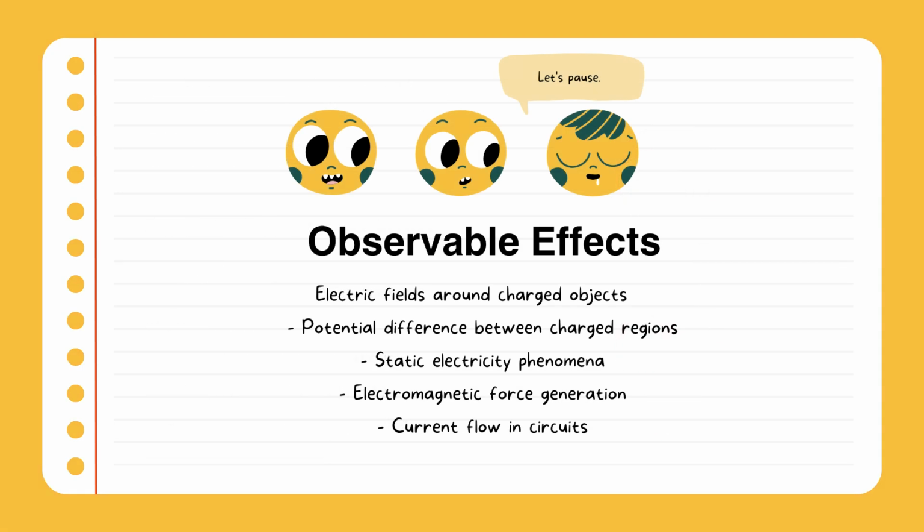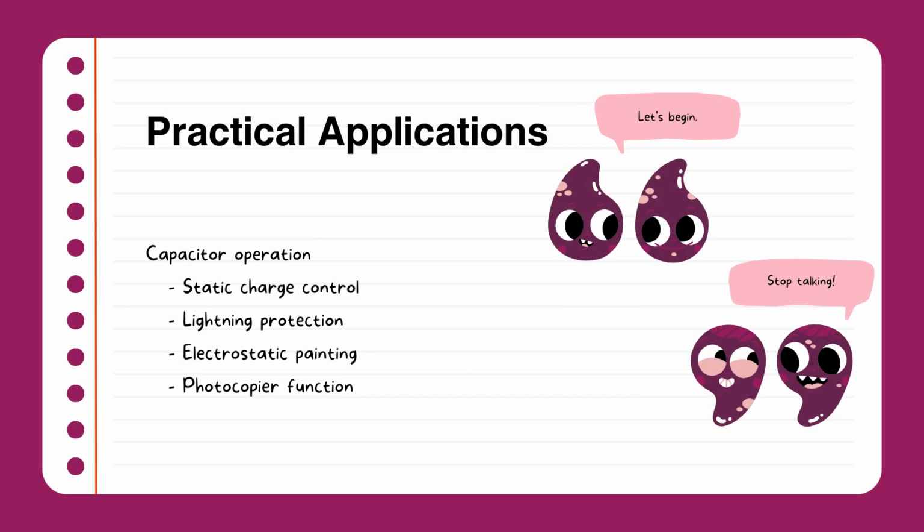6. Observable effects. Electric fields around charged objects. Potential difference between charged regions. Static electricity phenomena. Electromagnetic force generation. Current flow in circuits. 7. Practical applications. Capacitor operation. Static charge control. Lightning protection. Electrostatic painting. Photocopier function.